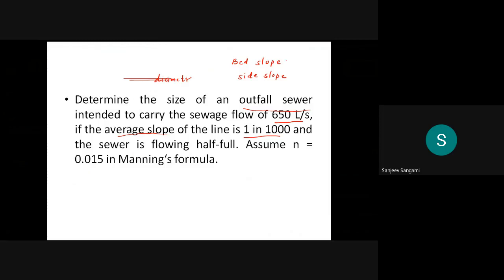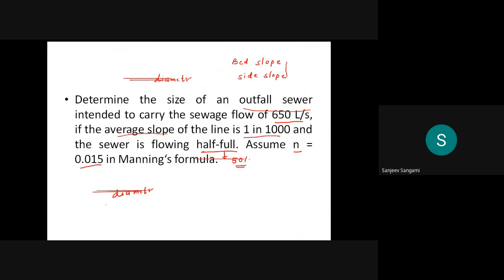Actually this we will discuss only in the trapezoidal sections, but still many of you will be confused whether it is a side slope or bed slope. Whatever it is, now it's a bed slope, and the sewer is flowing half full. Half means 50%, half of the diameter it is flowing. Then assume Manning's n as 0.015. So here they have asked us to calculate the diameter.